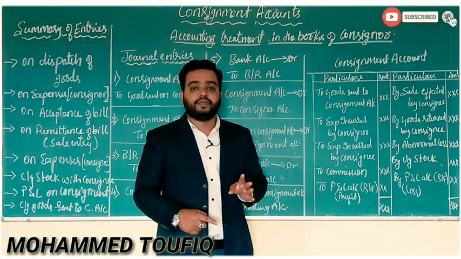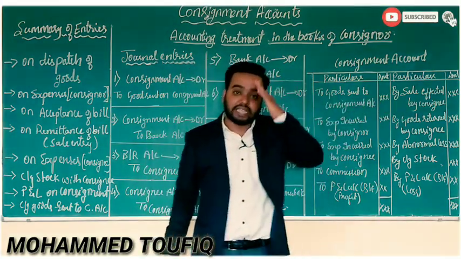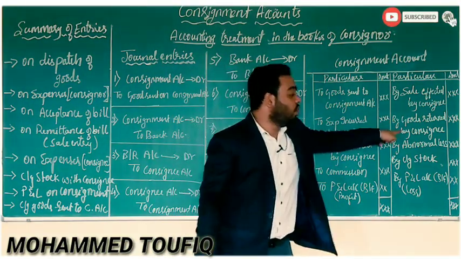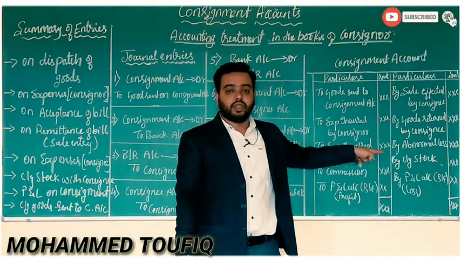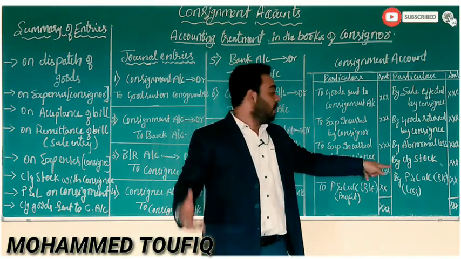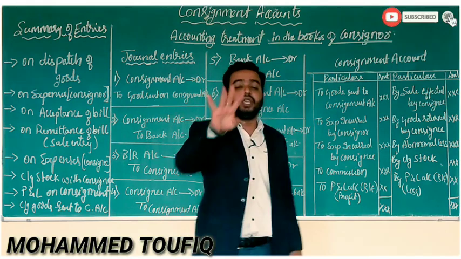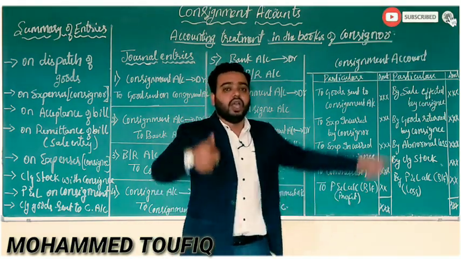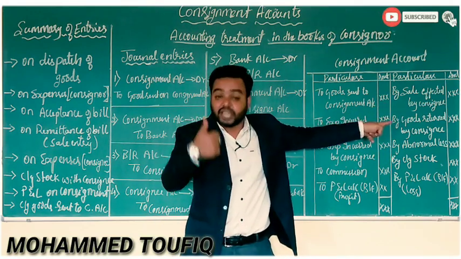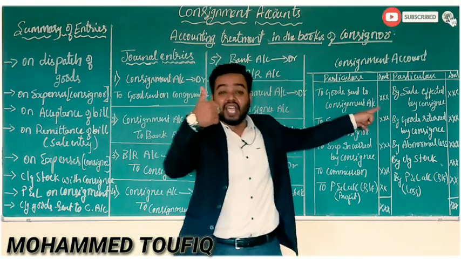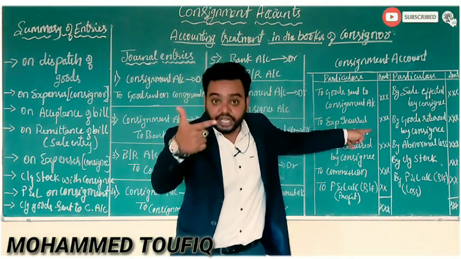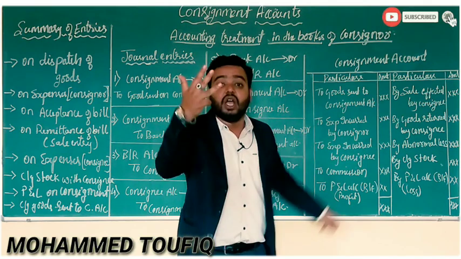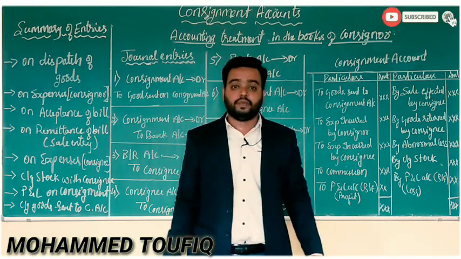And in the credit side, sale made by consignee, goods returned by consignee, abnormal loss, and closing stock. 4 items here in the credit side. I repeat once again, in the credit side of consignment account, the first entry will be sale made by consignee, the second entry will be goods returned by consignee, third will be abnormal loss, and fourth will be closing stock.